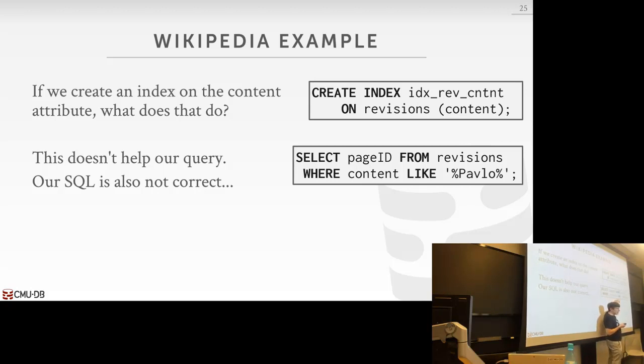And this is actually not even the right SQL we want either way, because this is going to match things that have Pavlo as a prefix, like Pavlov, the famous Russian scientist. And I'm going to find exactly where my name is being used. So this predicate itself is not going to be useful for us.